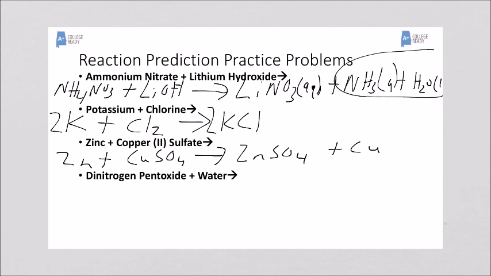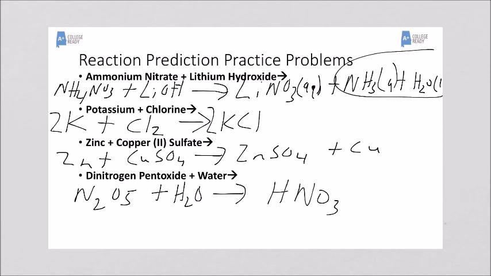Next we have dinitrogen pentoxide plus water. Now this is going to be a synthesis reaction. And the rule is that non-metal oxides plus water yield an acid. And in this case, the only acid that you can make that would balance is nitric acid. And you need to balance this by putting a 2 right here. And I think that'll take care of it. So that's a non-metal oxide plus water yields an acid.